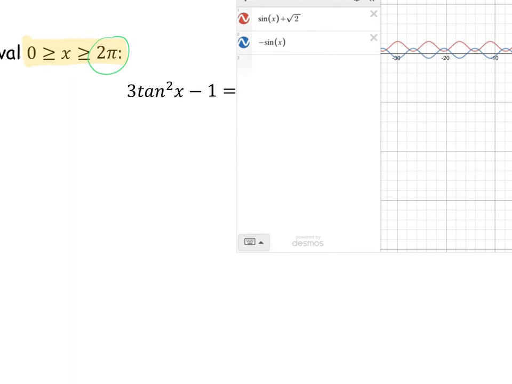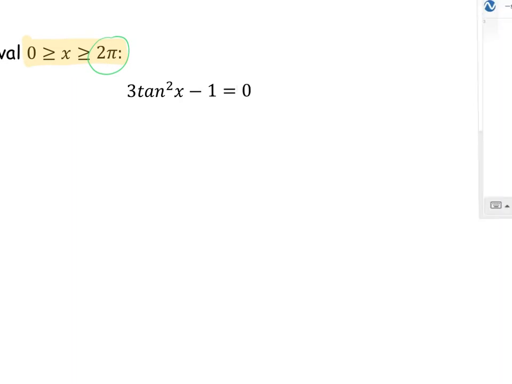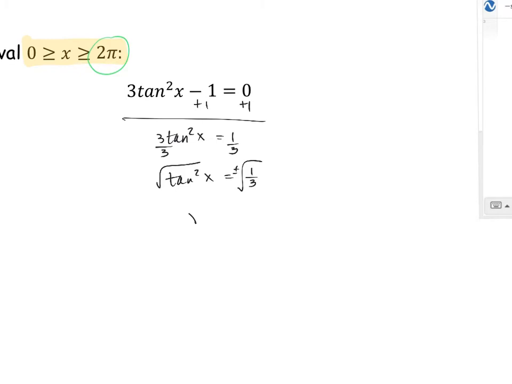Okay, we'll try this next one. Let's see if I can move my graph. Okay, so isolating my trig function, I would get 3 tangent squared x is equal to 1, and dividing by 3, we would get tangent squared x is equal to 1/3. And then when we go to take the square root, we would get tangent of x is equal to positive or negative square root of 1/3. And we're used to rationalizing that, so that would be either positive or negative square root of 3 over 3.